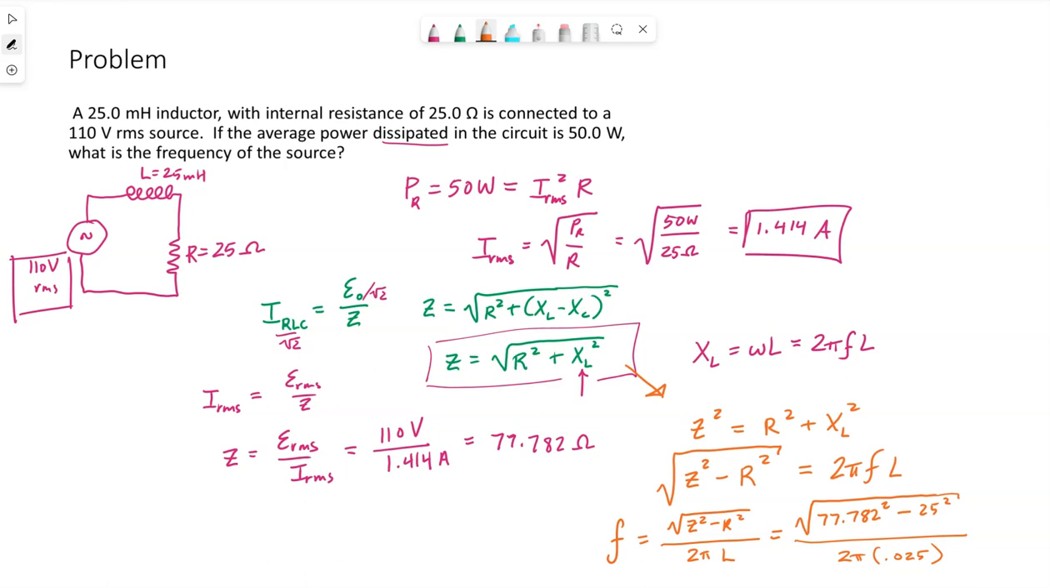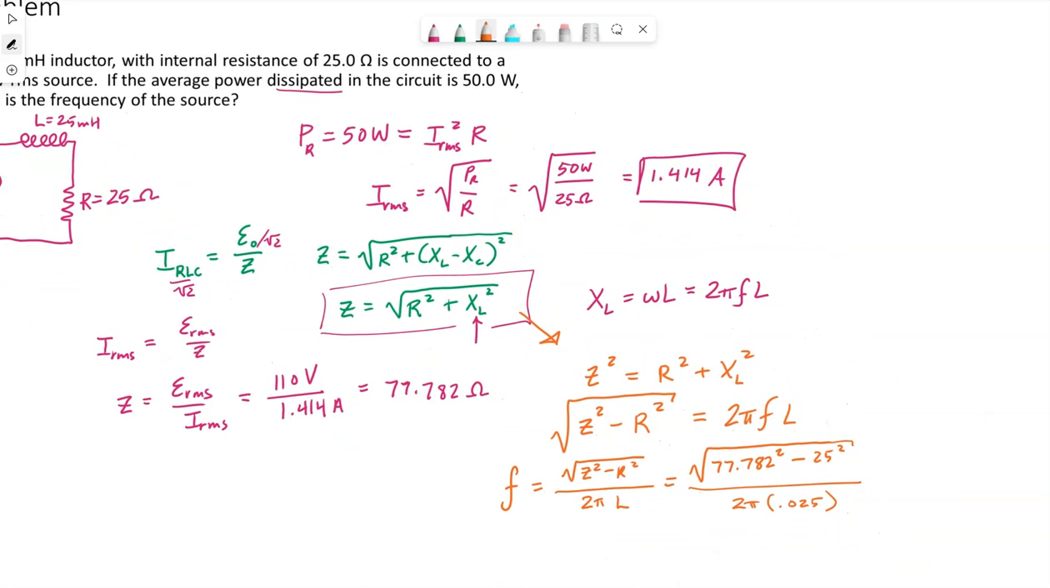Okay, I'm getting, let me slide this a little bit. Getting 469. Well, I'm getting 468.899, which, 469 hertz would be the frequency of the source in order to result in this specific power.